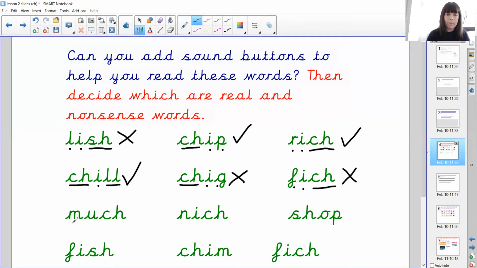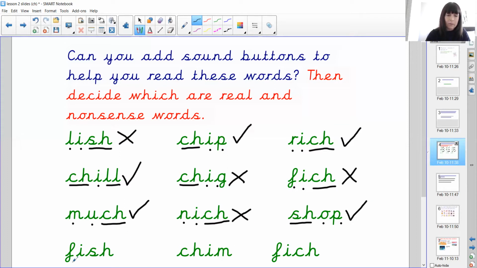Down here, we've got ch, much. Oh yes, I like chips very much. I mean, that's definitely a real word. We've got itch, niche. Oh no, I might have a bit of an itch, but I haven't got any niche. No. And then we've got shop. Yeah, we go to the shops, don't we, all the time to buy our things.